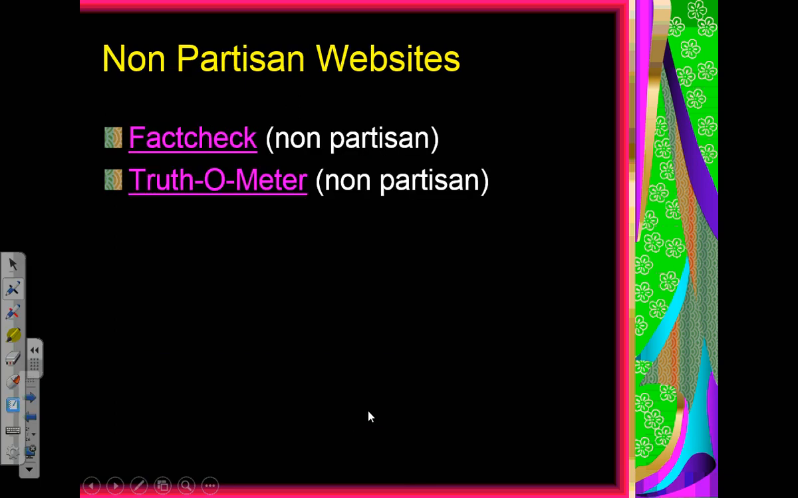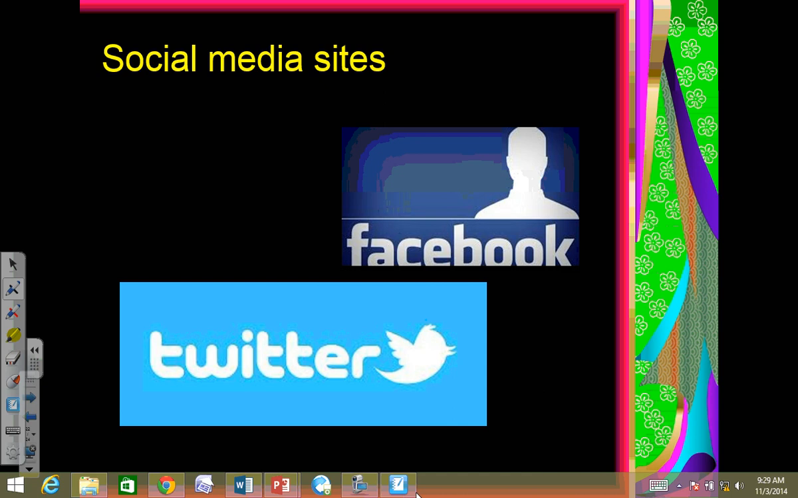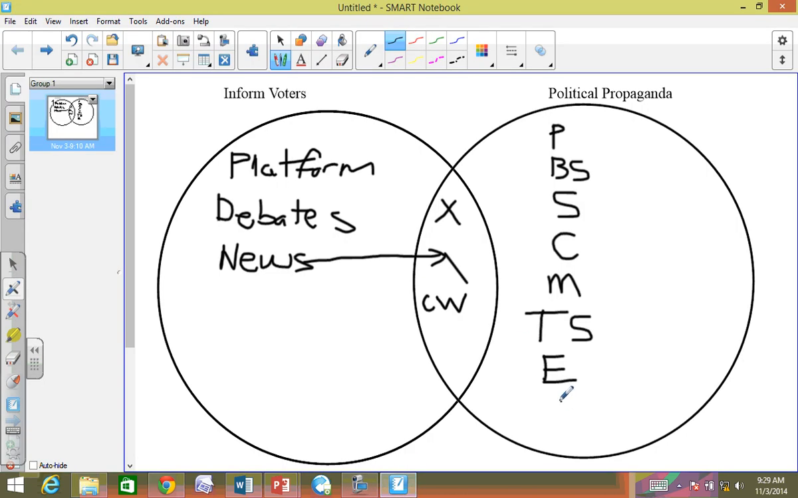We're going to skip this one for now. We'll look at those later in class. Social media like Facebook and Twitter, I would avoid those when it comes to presidential elections or candidates because so many people put so much stuff on there, and so much of it is incorrect, just passed on from one to another. So I don't think you can put much stock in it. I think we would put social media over here.